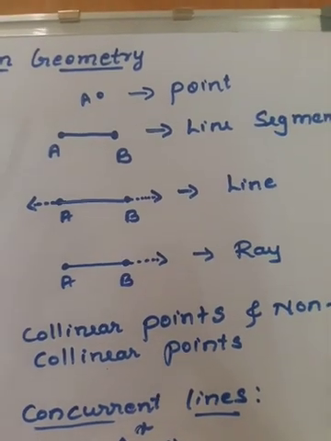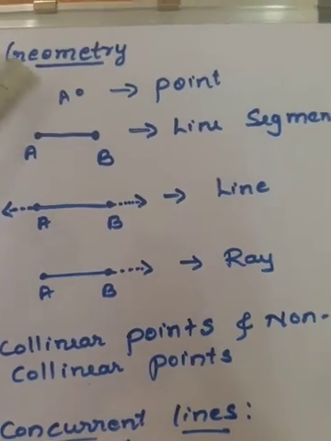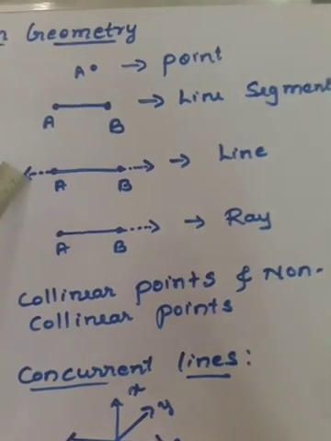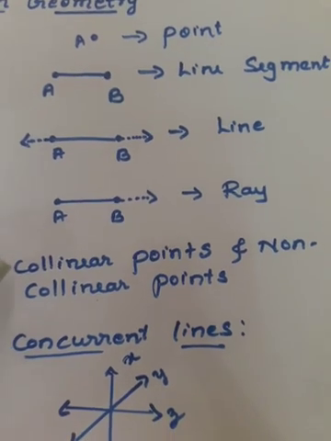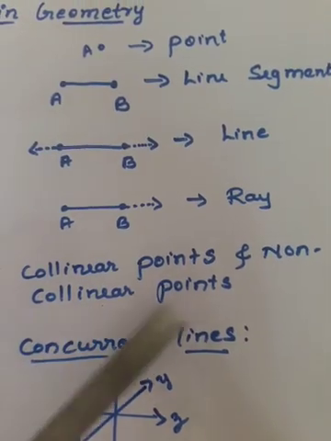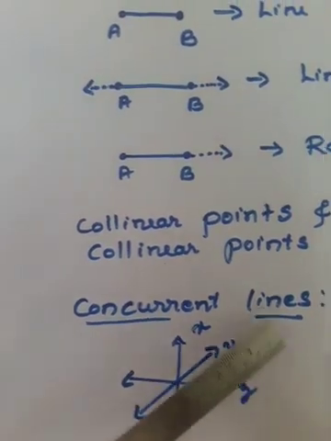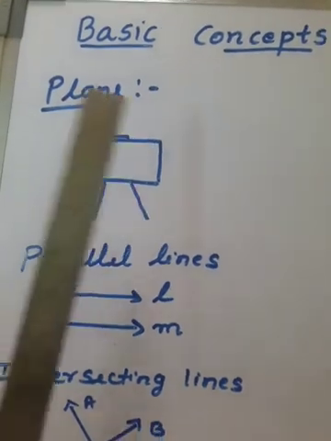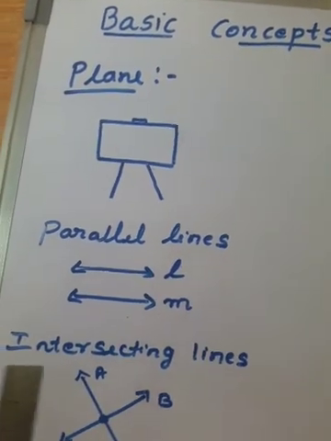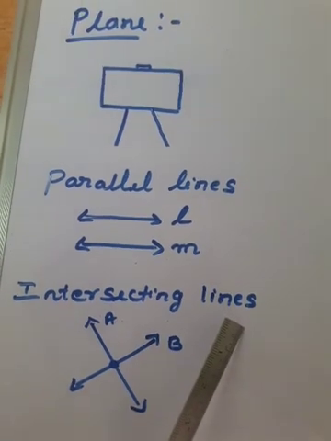In today's class, we have learned about point, line segment, line, ray, what are collinear points and non-collinear points, what are concurrent lines, what is a plane, what are parallel lines and intersecting lines. Students, I hope you understood the lesson. The continuation of this lesson will be taught in the next class.